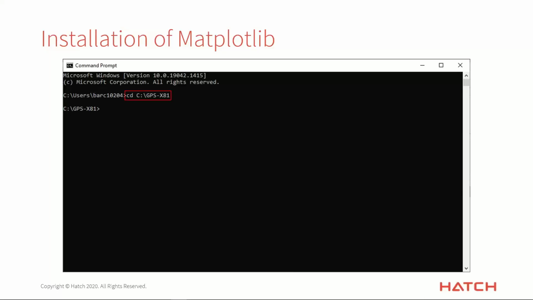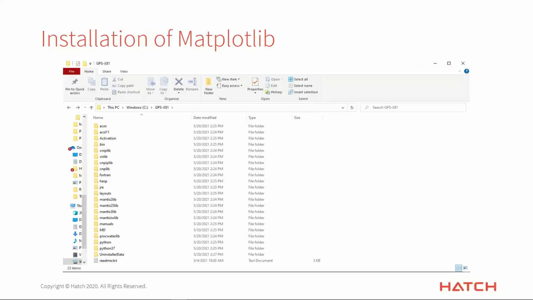So once you're in there, I'll just open up and show you. For anyone who's not familiar with what the GPSX installation folder looks like, it looks like this. There's a bunch of directories on here, but there's two in particular that we're interested in for Python. They're right here at the bottom, the Python and Python 3.7 folders.